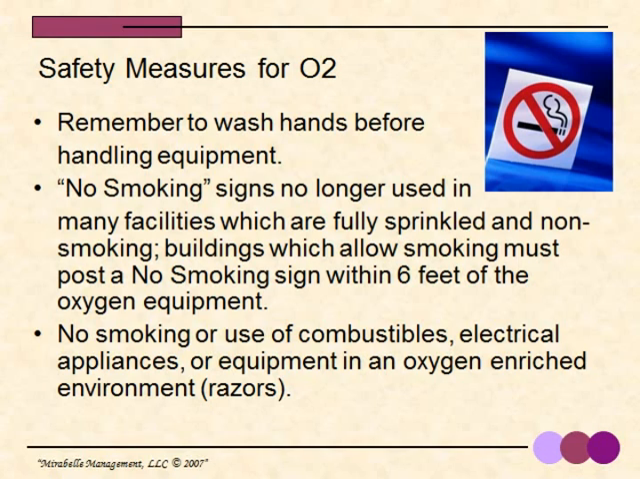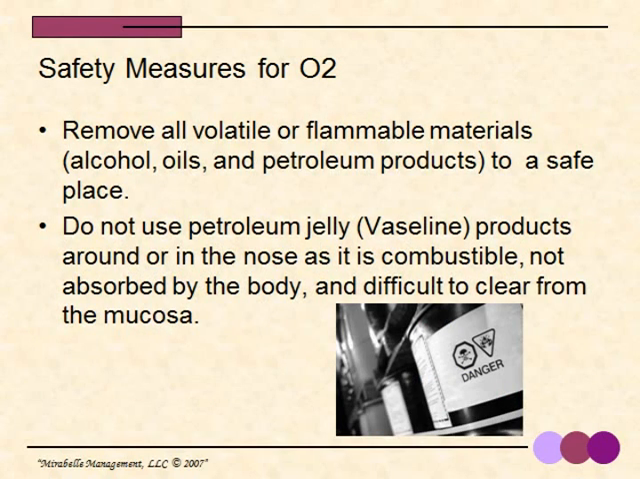Even garments that are made of synthetics or wool may generate sparks of static electricity. Friction-type or battery-operated toys and devices should be removed from the immediate environment. Remove all volatile or flammable materials. That would include alcohol, oils, and petroleum products. Move them to a safe place.